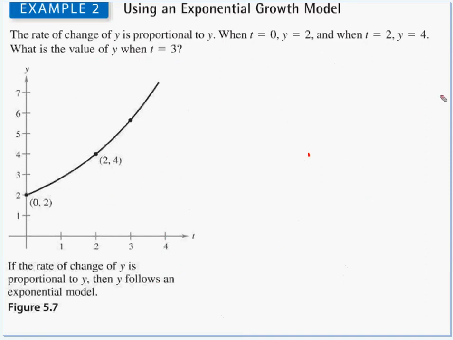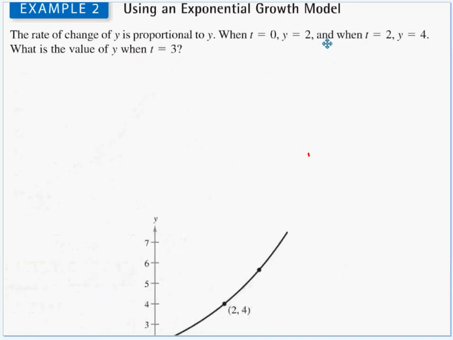So we use the formula twice with the two conditions. First, the time 0 to get the c value, and then using that c value in the other point, we solve for k.